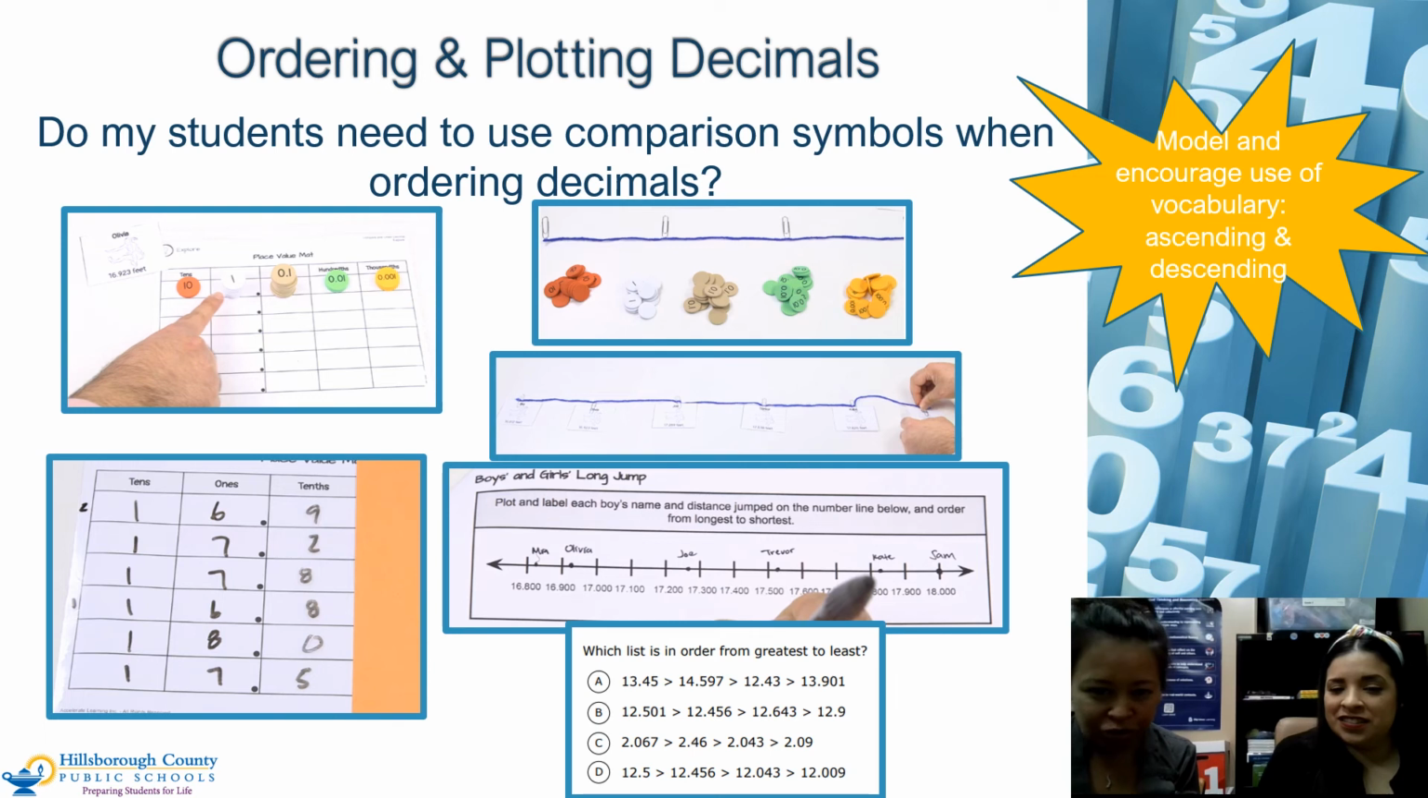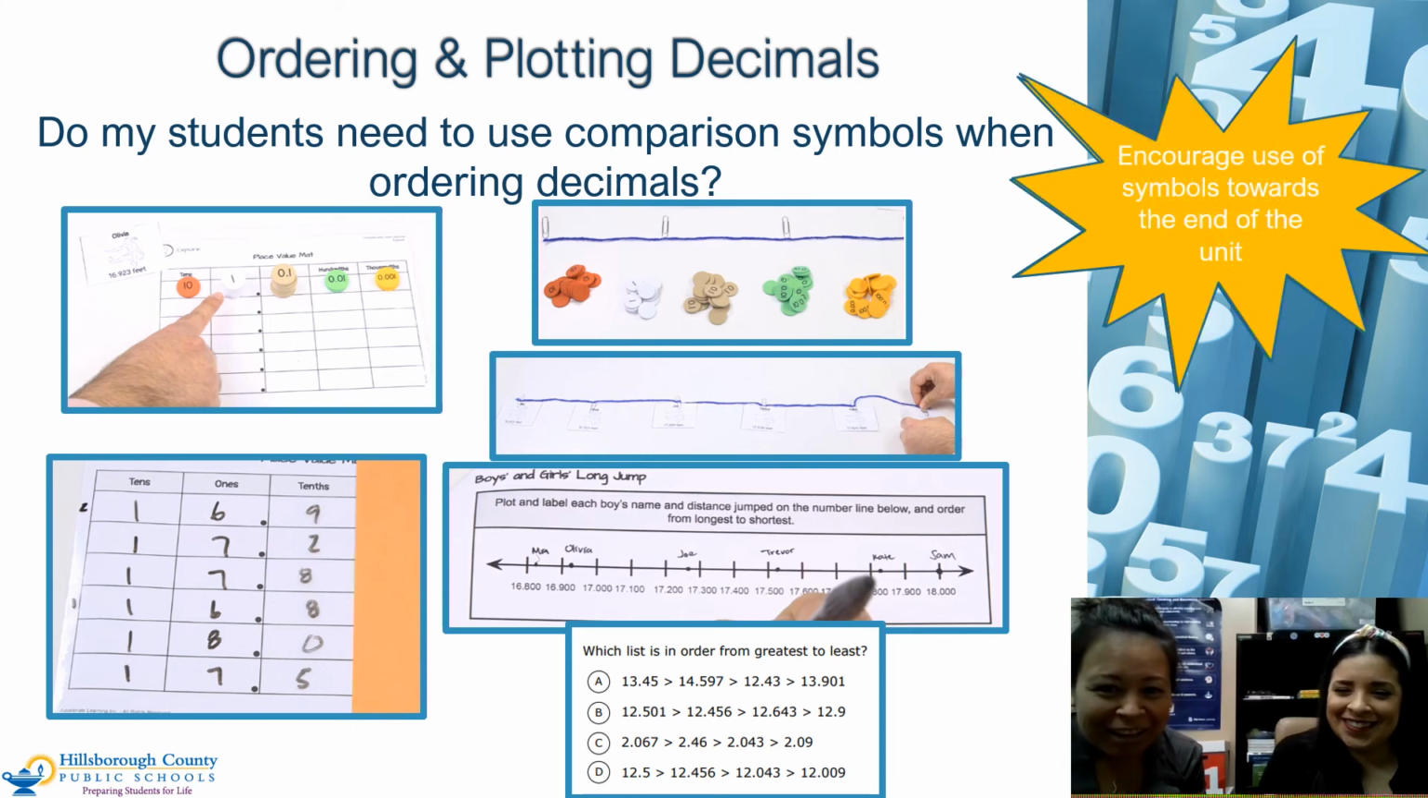And then last we see this picture. It's a test question, and you can see that the symbols are in where the decimals are ordered from least to greatest. So we want to make sure we give our kids those experiences where they're seeing questions like that as well. Oh, and I forgot, we also want to encourage the use of symbols towards the end of the unit, just like we did with the comparing part. The more abstract, that makes sense. Yeah, definitely. All right, and we're going to look at the bridges next.